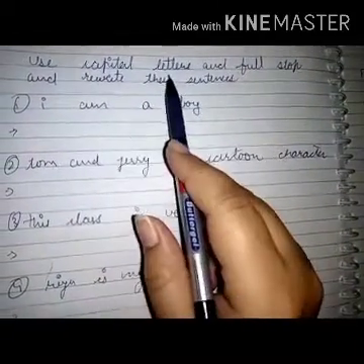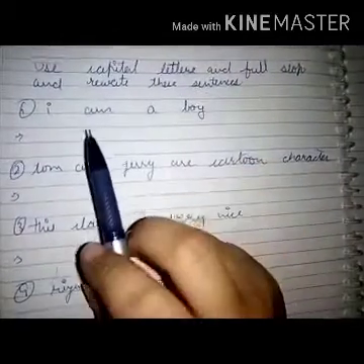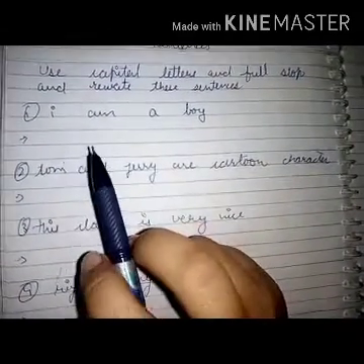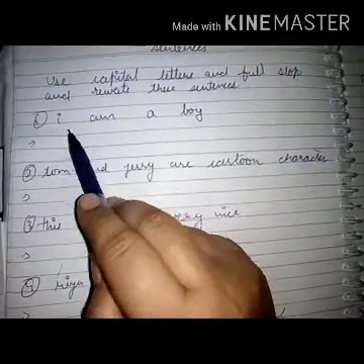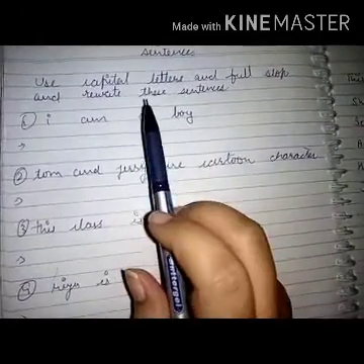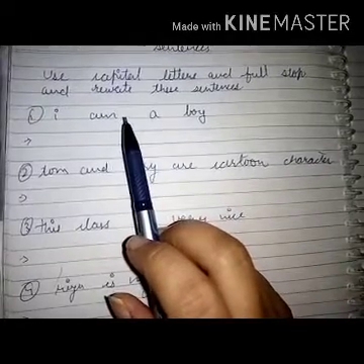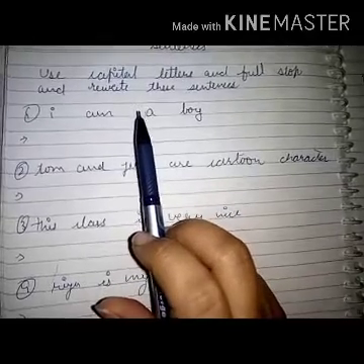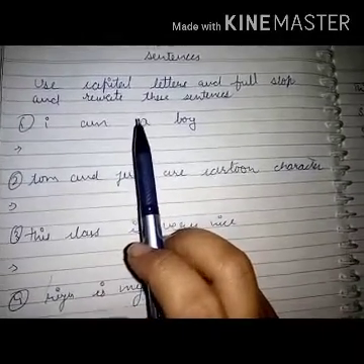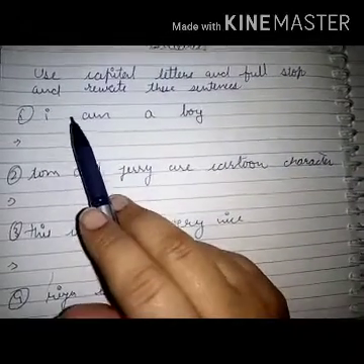Now we will use capital letters and full stops and rewrite the sentences. We will use a capital letter where it is necessary. It is written in small letters. Now we will write in capitals where it is necessary and we will use full stops. So we will start from the first.